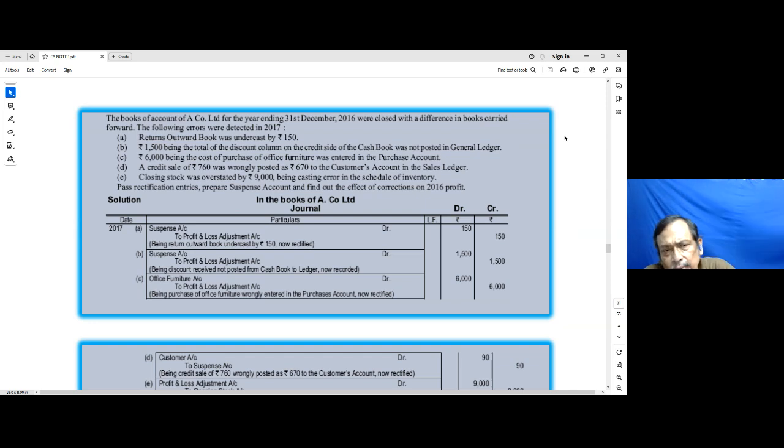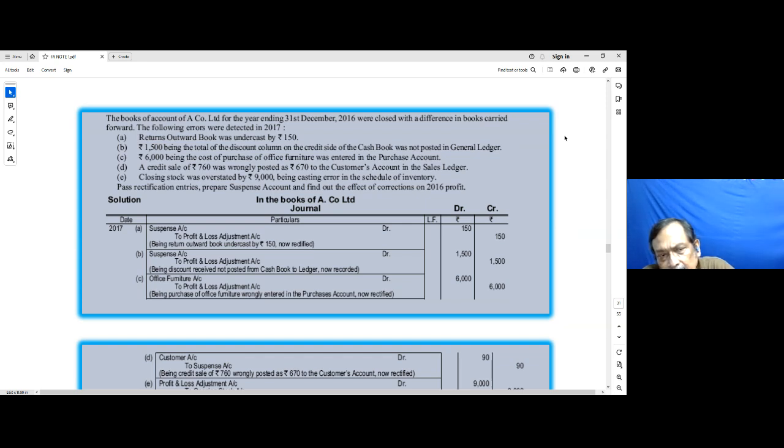Suspense account debit to profit and loss adjustment account. That is 150 and 150. Narration being return outward book undercast by rupees 150, now rectified. Remember, accounts is already been closed. Profit you have derived. Hence, any return outward is a nominal account.